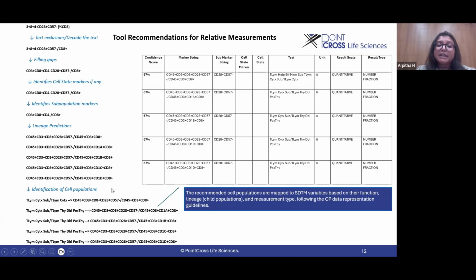So depending on the lineage, it recommends a set of global markers, and these global markers would then be transformed and mapped to the CDISC CP variables. So this is the process that happens, and this is how the output would be mapped. The global term that is recommended aligns to the representation of the CDISC variables, whether it is marker string, sub-marker string, or other variables. It aligns as per the CDISC guidelines. This is an example of an absolute measurement.